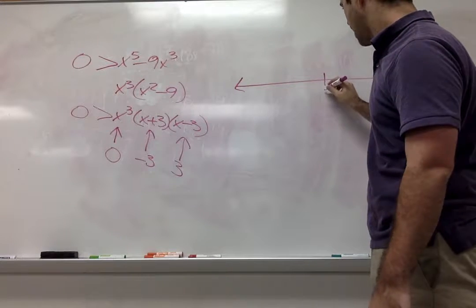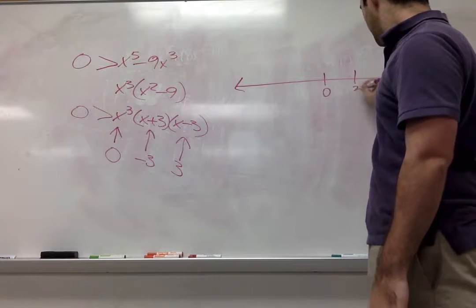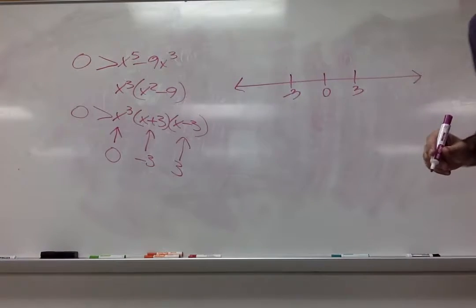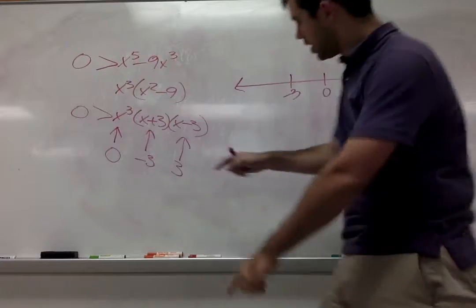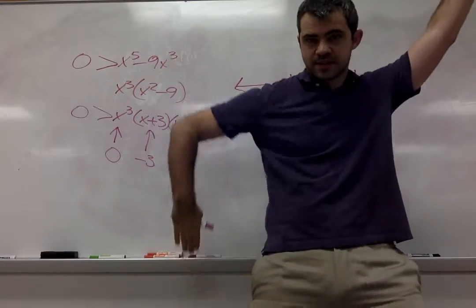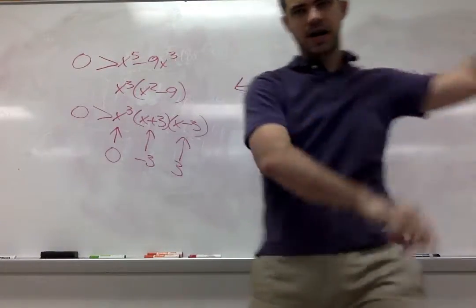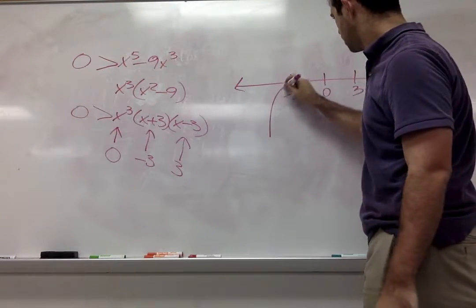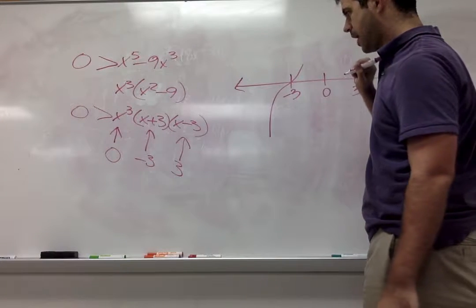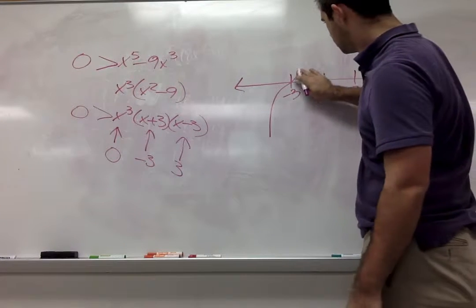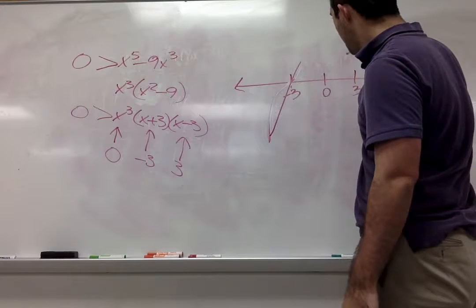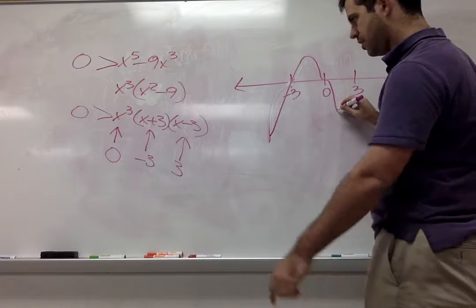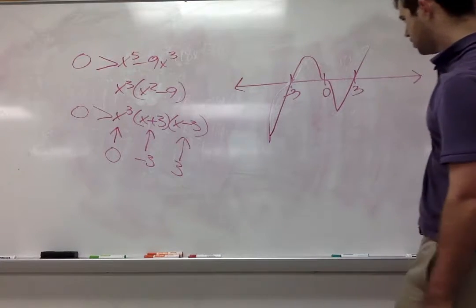So we know my roots are at 0, at 3, and at negative 3. Also, we know this is x to the fifth, so we know it's one of these guys, right? It's going to start low, and then it's going to go high. So at negative 3, it should just go straight through. At 0, straight through, and then at 0, it should be a point of inflection. And then at 3, it should go straight through.